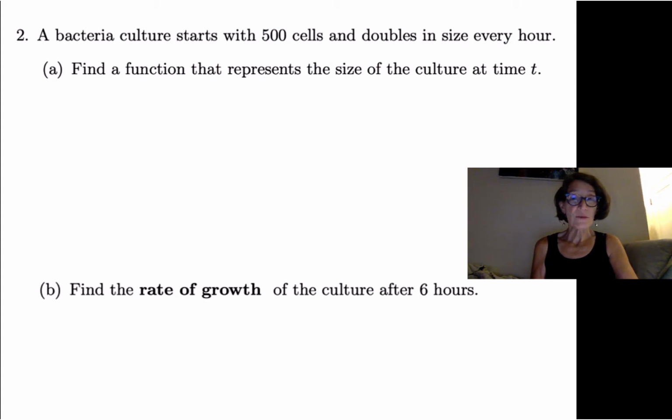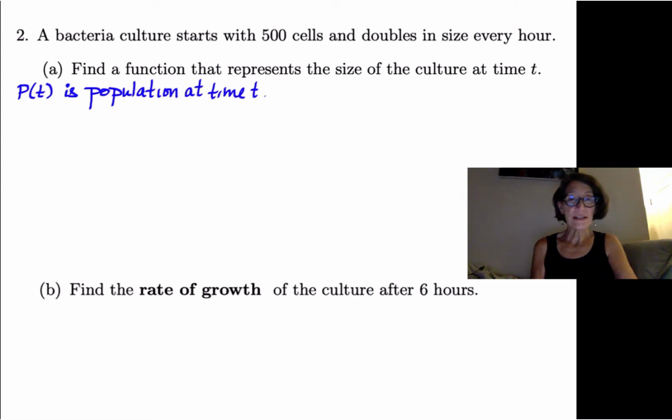So in part A, we're going to come up with a function of t, function of time, so that we can predict the population t hours later, after time 0. So let's first give our function a name. Let's call it p for population, p of t, because it's a function of time.